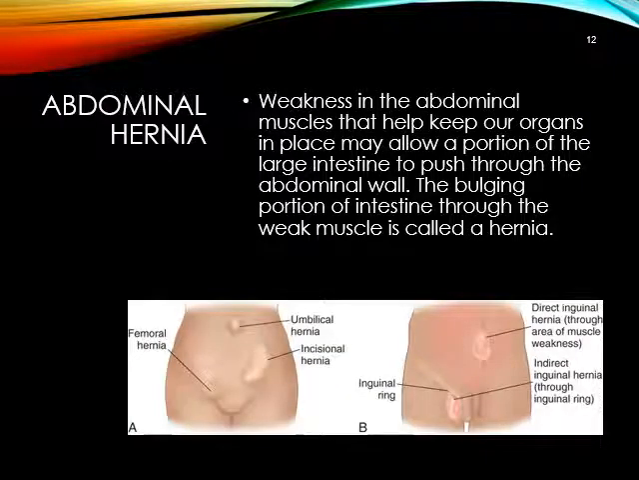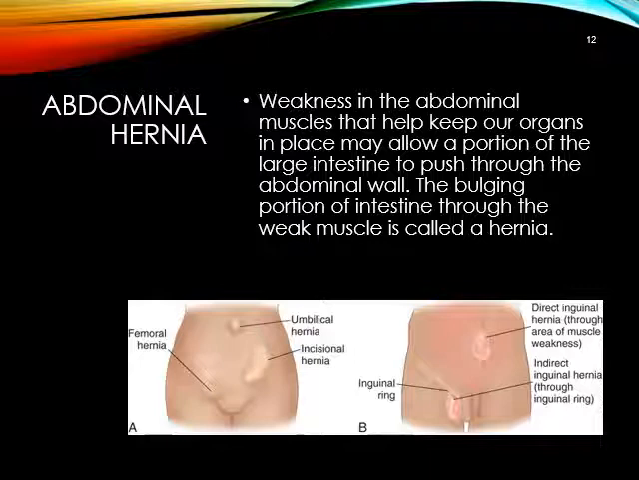Now let's talk about abdominal hernia. It's a weakness in the abdominal muscles that keep our organs in place. Oh, they're kind of pushed aside, and a portion of the large intestine pushes through the abdominal wall. Now, after my C-section, I had a hernia just because of the weakened wall. So that was in an unusual place, kind of right next to the incision.